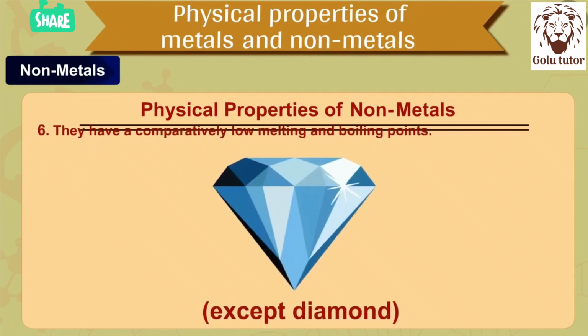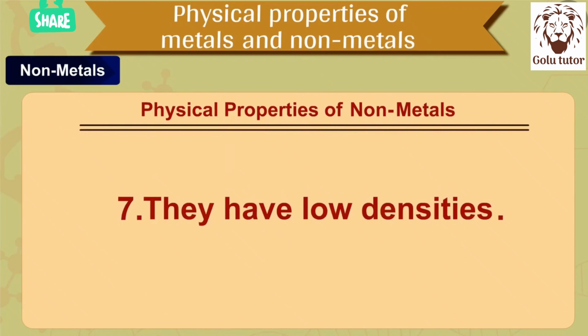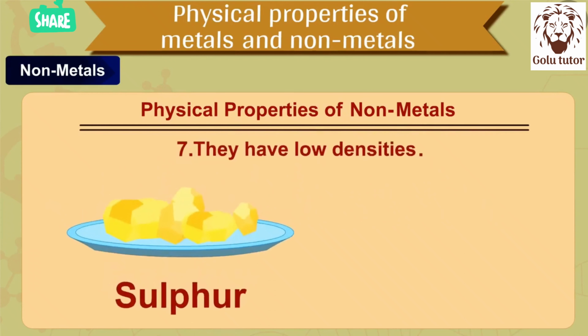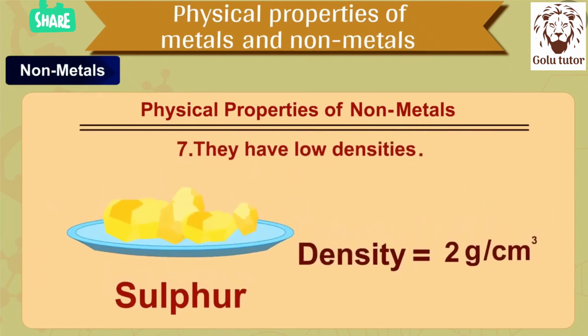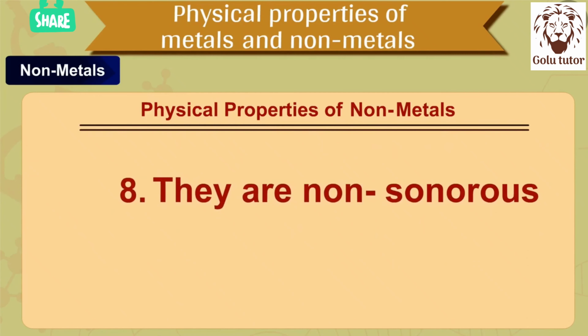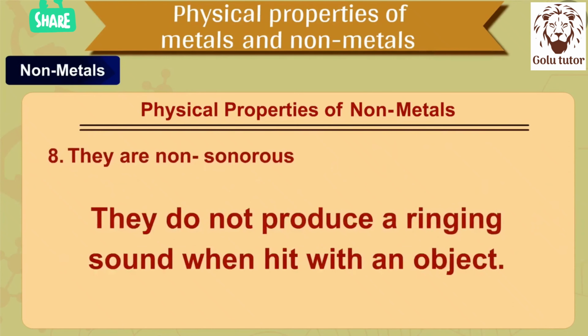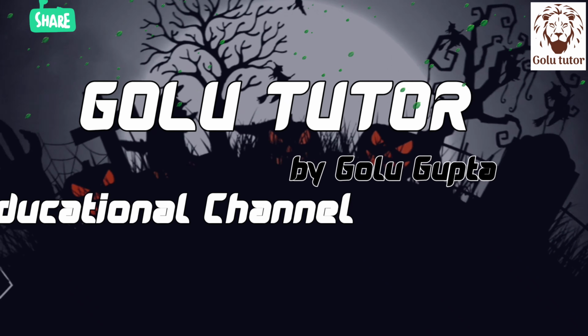The seventh property of non-metals is that they have low densities. That is, they are light substances. For example, sulfur has a density of 2 grams per centimeter cube. The eighth property of non-metals is that they are non-sonorous. That is, they do not produce a ringing sound when hit with an object.